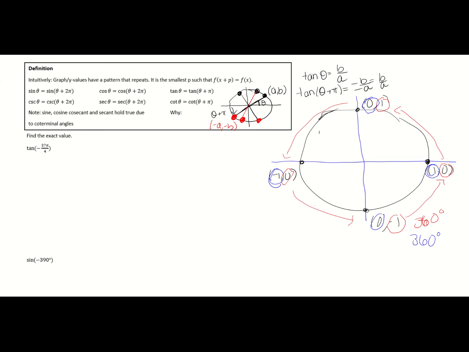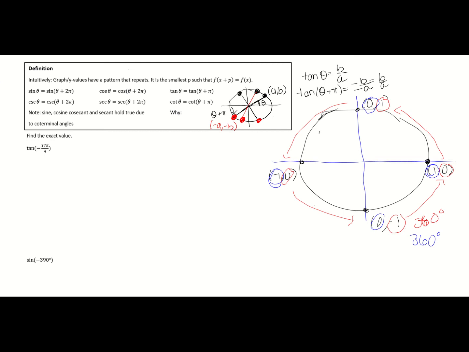So hopefully that will help when we do it visually, because I know it can be a little bit hard to understand with the diagrams with the unit circle. Okay, so let's do an example. We want to find the exact value of the tangent of negative 37 pi over 4.